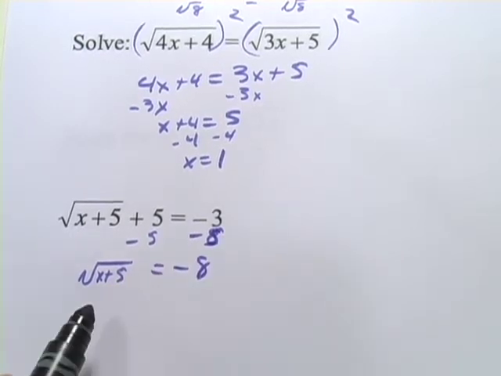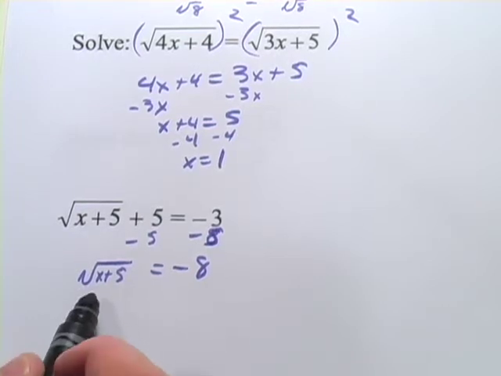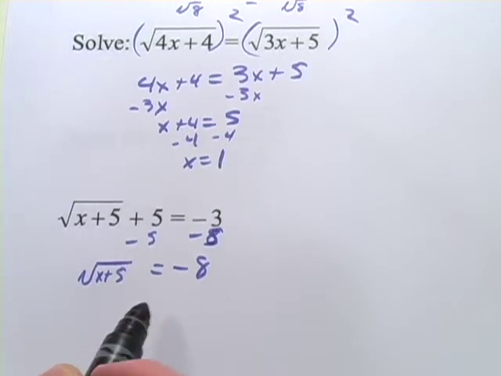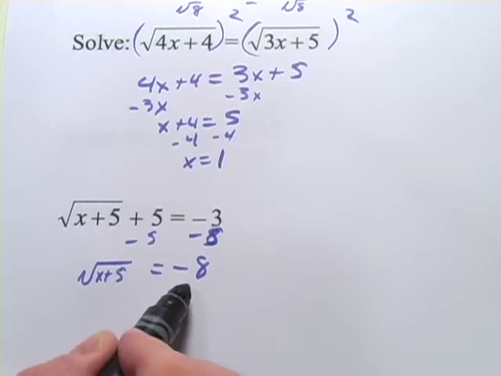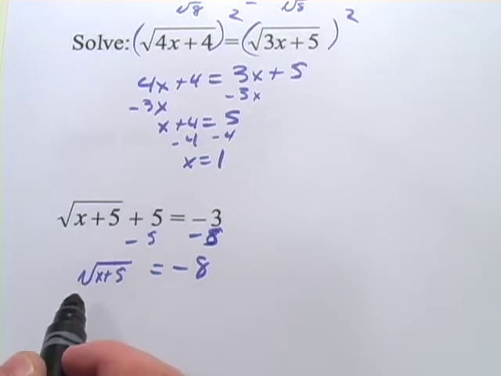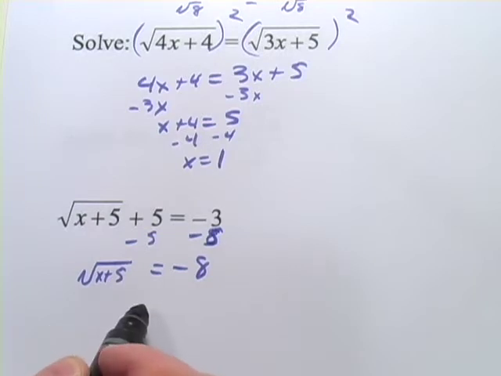Now at this point, we could go forward squaring both sides, but you should probably stop and ask yourself, is there anything that you could take the square root of and come out with a negative 8? The answer should be no, because you've learned you can't take the square root of a negative number, not and get a real number anyway as a result.